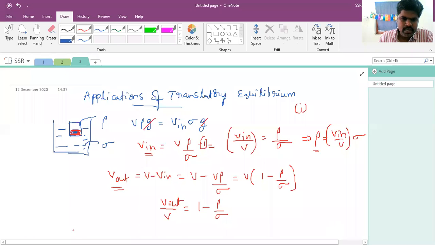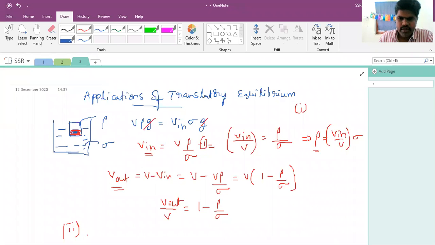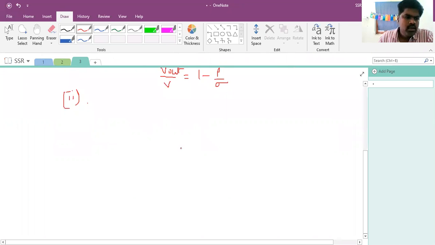Second application we can go for. We have two different objects, and from that you can calculate the ratio of their densities also. Already we know that formula, from the first density, then from the second density also we can calculate. That is one more application. Next, one more application is there, we'll discuss later.